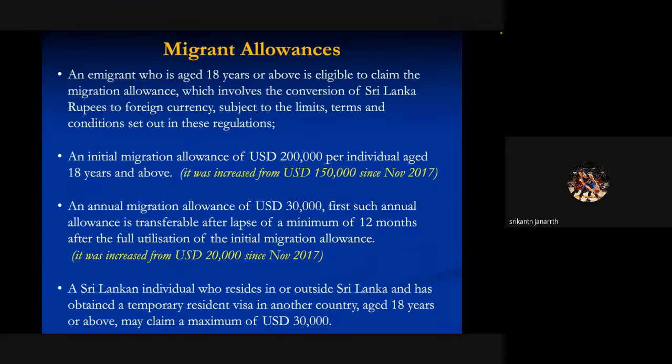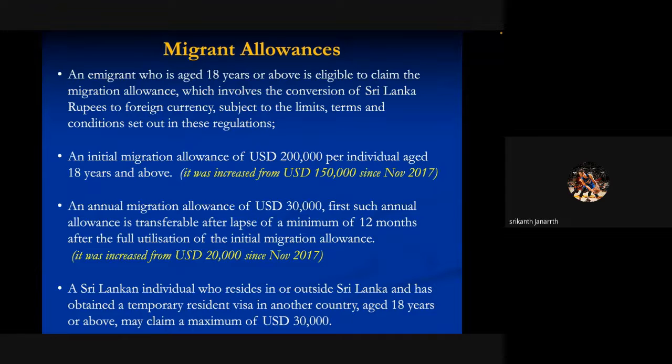A Sri Lankan individual who resides outside Sri Lanka and has obtained a temporary resident visa is permitted 30,000. That is what you learned a little while ago on the other slide. So now you know the limitation. 200,000 initial, 30,000 per annum starts coming in after lapse of 1 year after full utilization of the initial migration allowance. People who are going on a temporary resident visa can take 30,000.